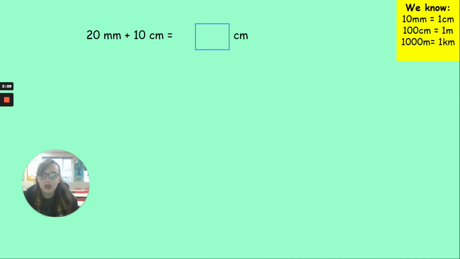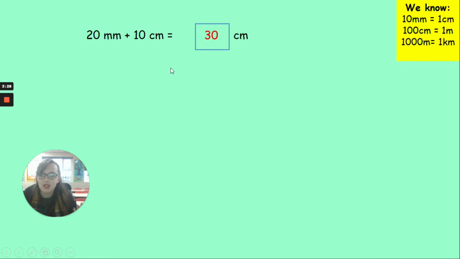Now, I've put a question on the board, and you might be thinking this is really easy. You might be thinking straight away, oh, the answer's 30. It's 20 add 10. We know this, Miss Maylands. Come on, give us something harder. But if you look at the units of measurement here, you'll see that this is 20 millimetres and this is 10 centimetres, and they're not the same thing.